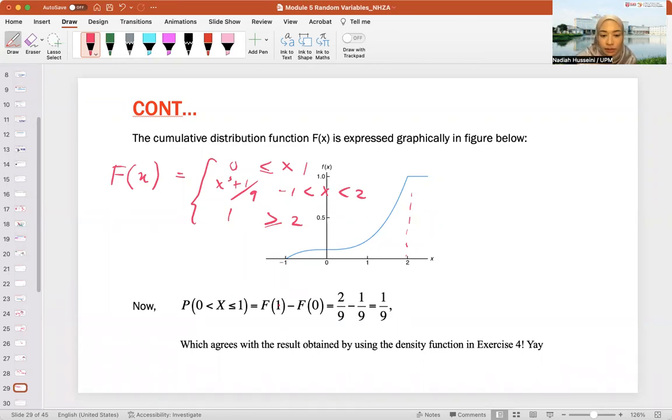If I put in 1, it is 1 plus 1 over 9, minus 0 plus 1 over 9. I'm just putting the numbers inside this function. So this is 2 over 9 minus 1 over 9, and I get 1 over 9. It is the same answer that I got before when I used the probability density function to find this value. So this is another way to find the probability using your cumulative distribution function.